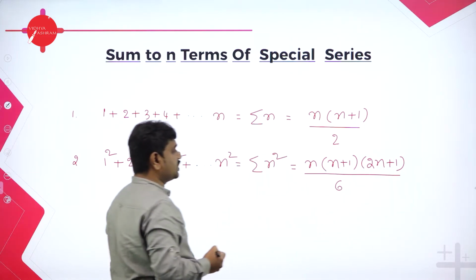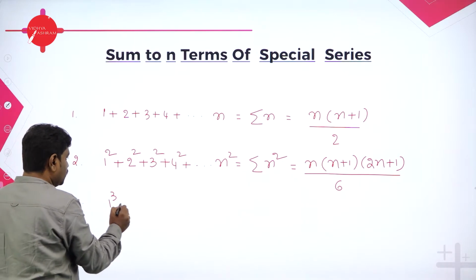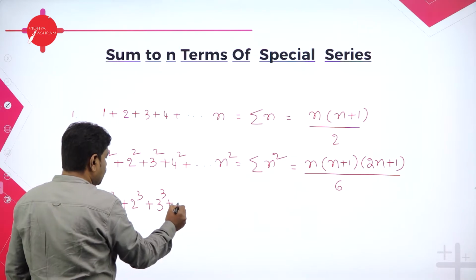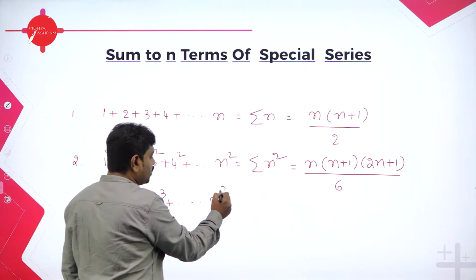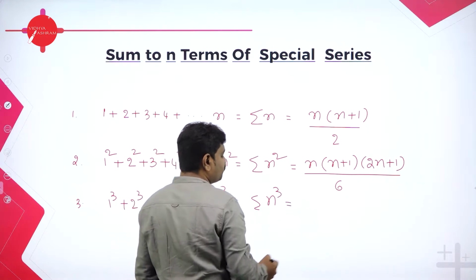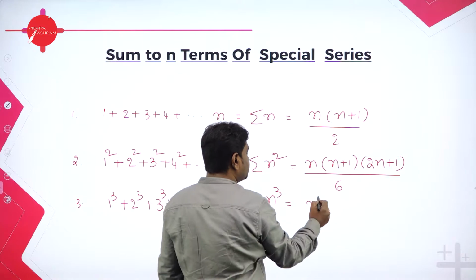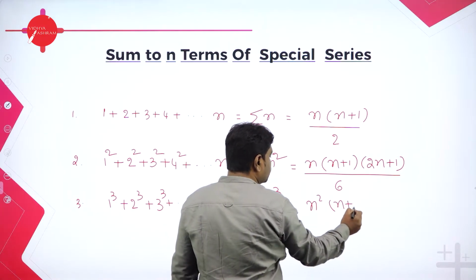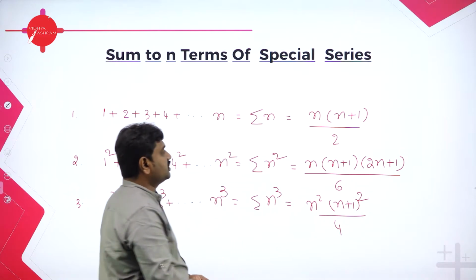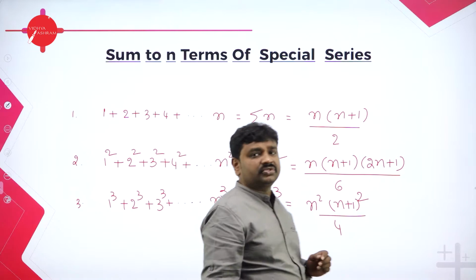And the last important format is 1 cube, 2 cube, 3 cube, and so on till n cube. We call it what? Sigma n cube. Sigma n cube is the square of this, that is, n square into n plus 1 the whole square divided by 2 square, which is 4. So these are the three important special series, special sums of n terms, you should remember.